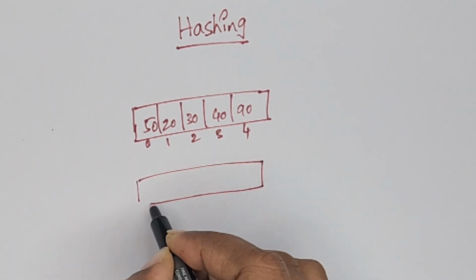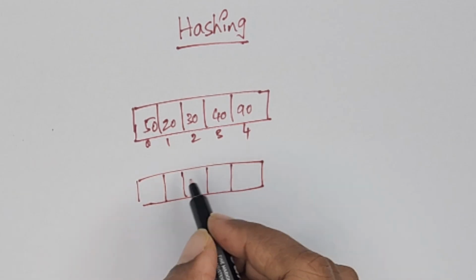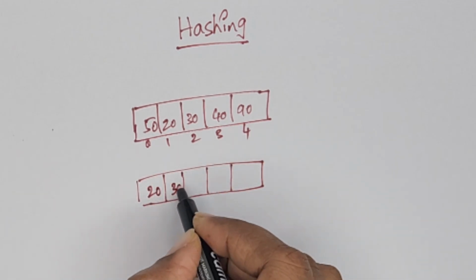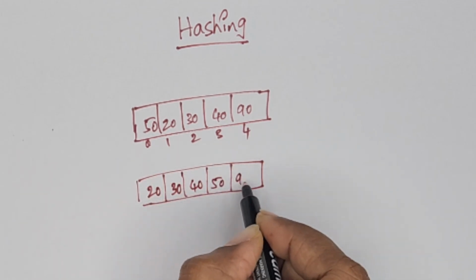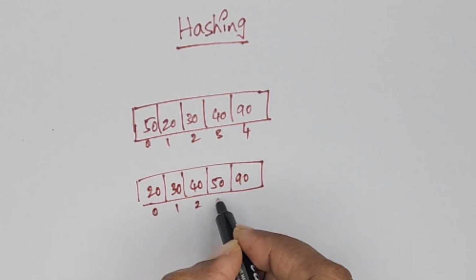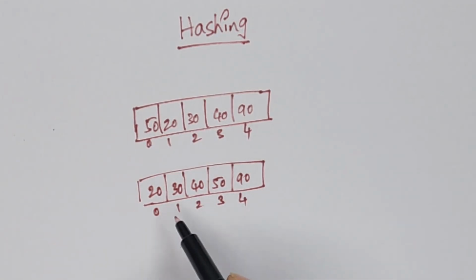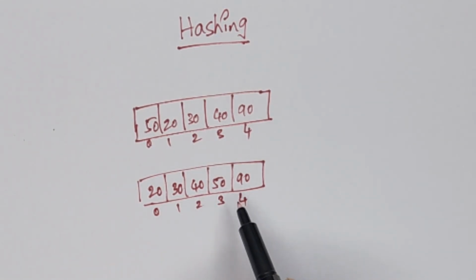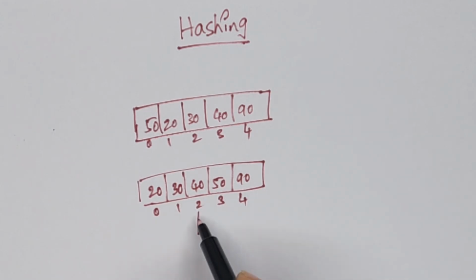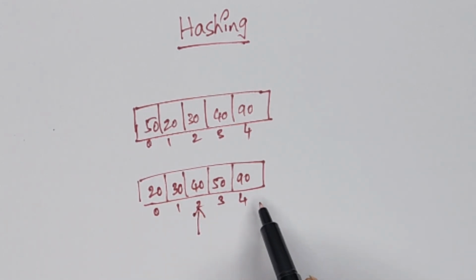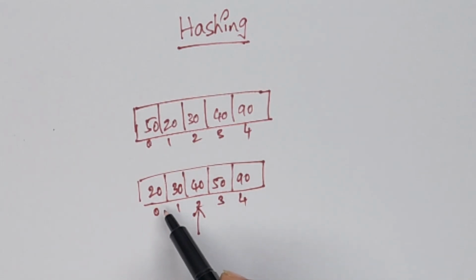Binary search means the array elements, first of all, we have to arrange in sorted order: 20, 30, 40, 50, 90. Again the index starts with 0, 1, 2, 3 and 4. If we want to search any element in binary search, first of all we have to compare with the middle element. If the element is greater than the middle element, then we search the right side, or else we have to search the left side.